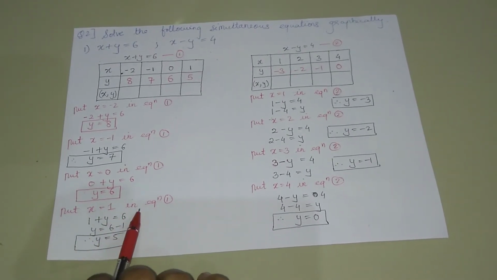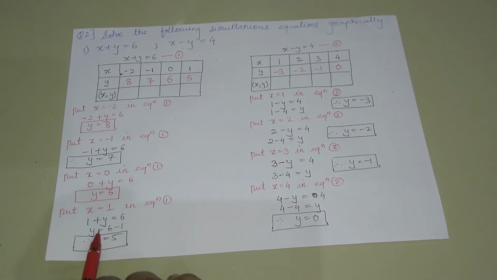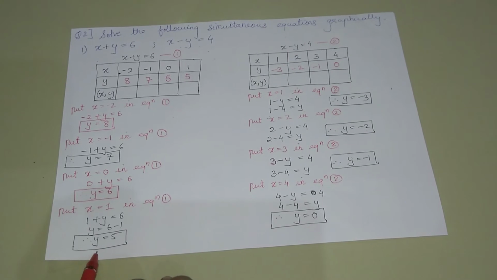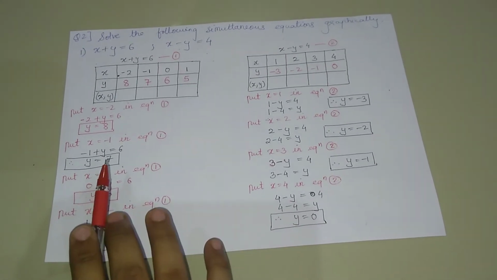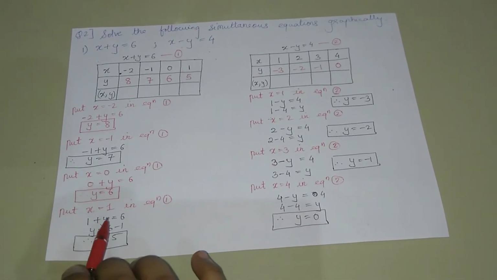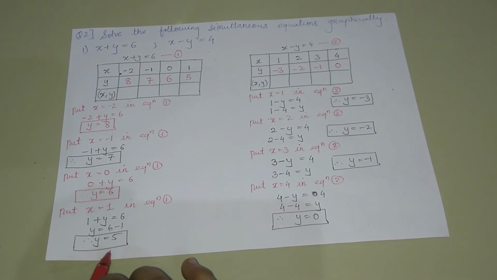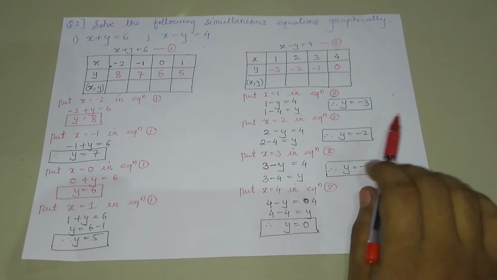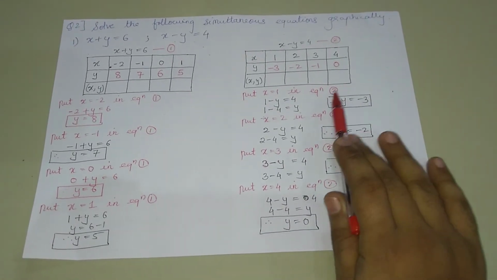Put x is equal to 1 in equation 1. So y is equal to 6 minus 1, that is y is equal to 5. Okay, so we have got all the values for equation 1, the 4 ordered pairs. Now let's come to equation number 2. For this we'll find the 4 ordered pairs.